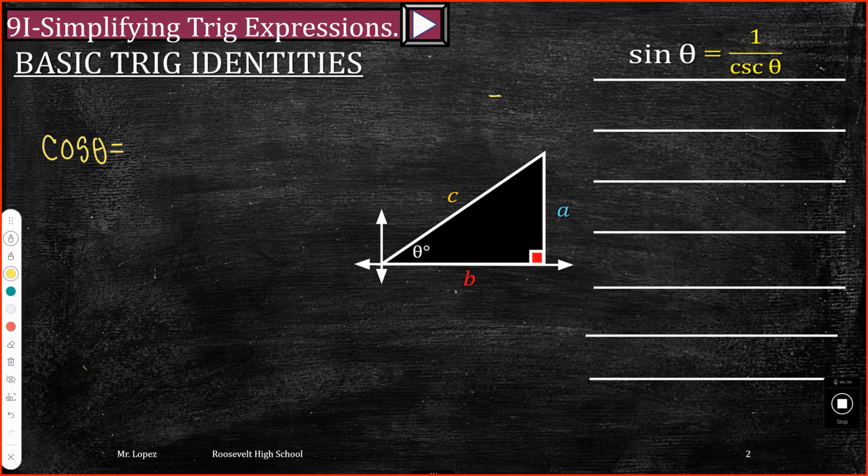Okay, SOHCAHTOA is, well, cosine theta. All right, everybody, let's speed it up. So cosine theta, what is it? What letter over what letter? Now you understand what I mean.